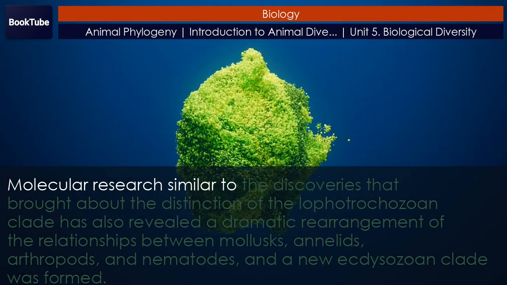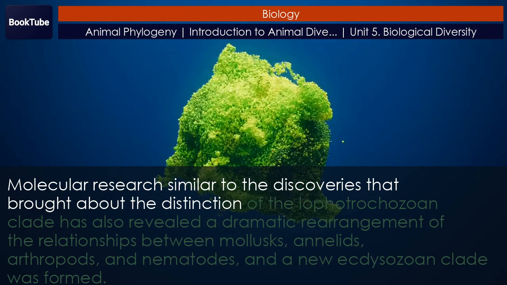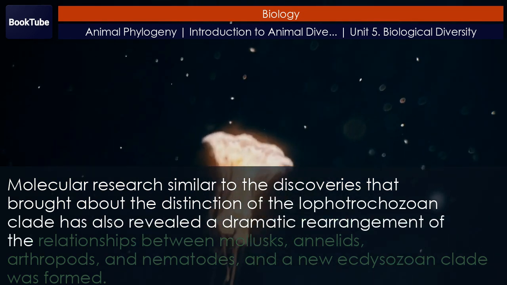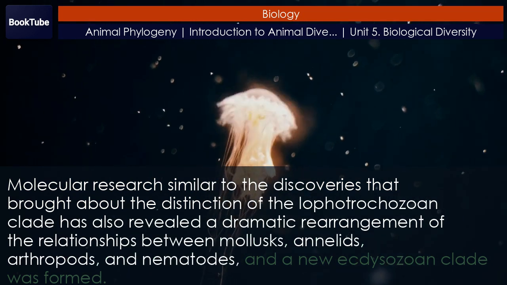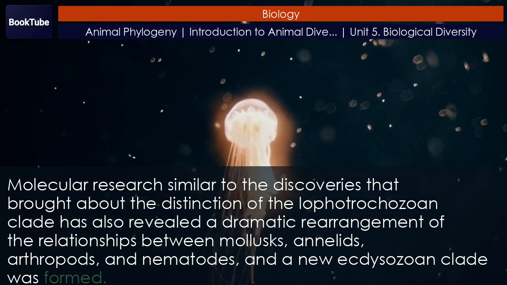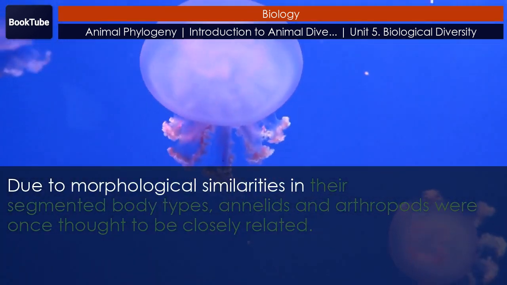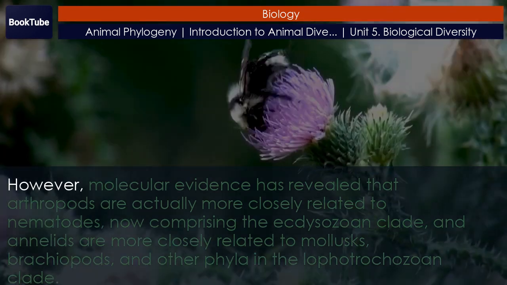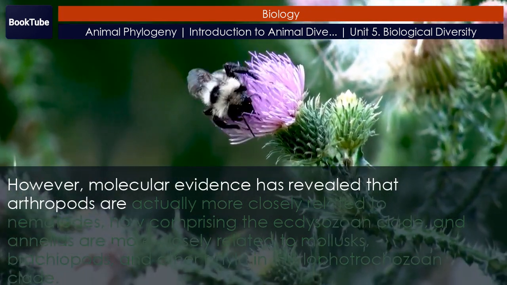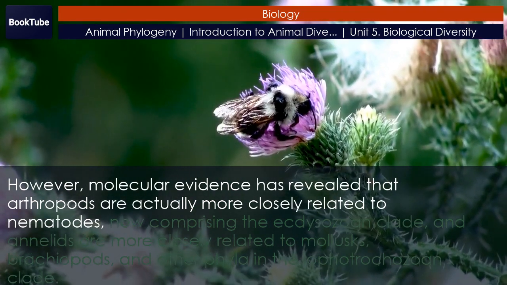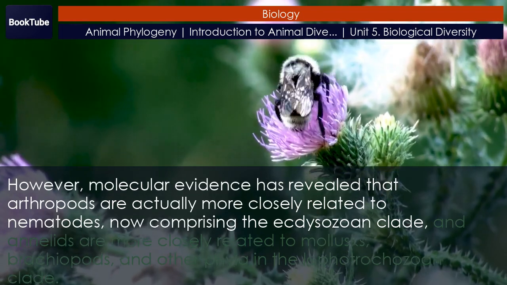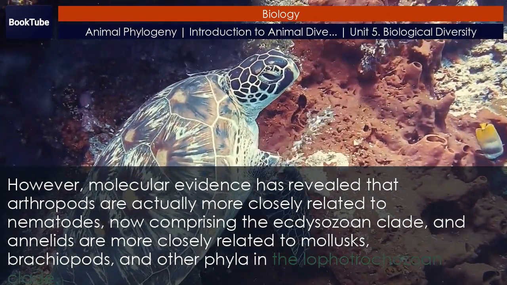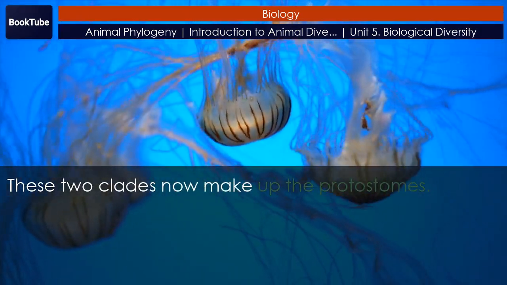Molecular research similar to the discoveries that brought about the distinction of the Lophotrochozoan clade has also revealed a dramatic rearrangement of the relationships between mollusks, annelids, arthropods, and nematodes, and a new ecdysozoan clade was formed. Due to morphological similarities in their segmented body types, annelids and arthropods were once thought to be closely related. However, molecular evidence has revealed that arthropods are actually more closely related to nematodes, now comprising the ecdysozoan clade, and annelids are more closely related to mollusks, brachiopods, and other phyla in the Lophotrochozoan clade. These two clades now make up the protostomes.